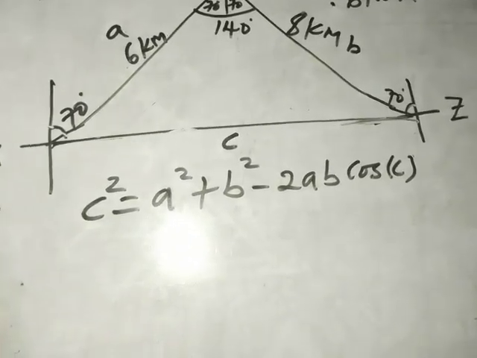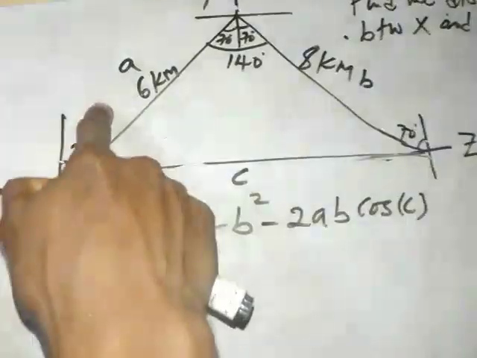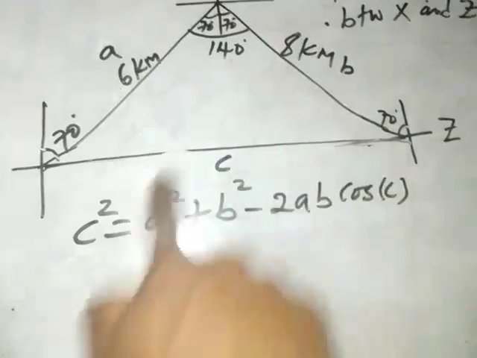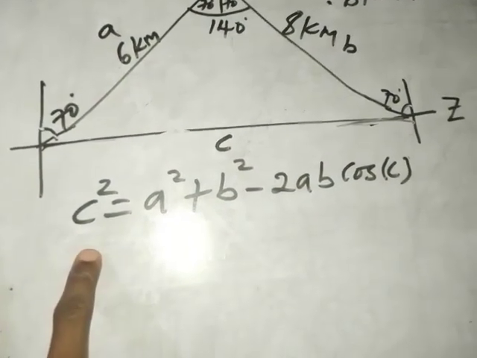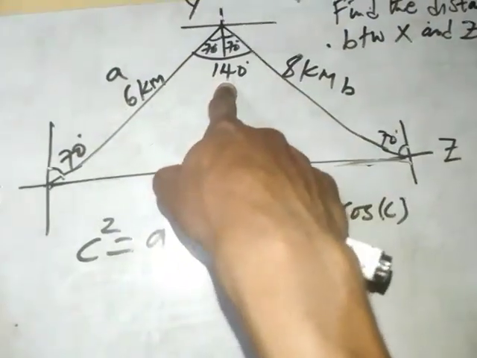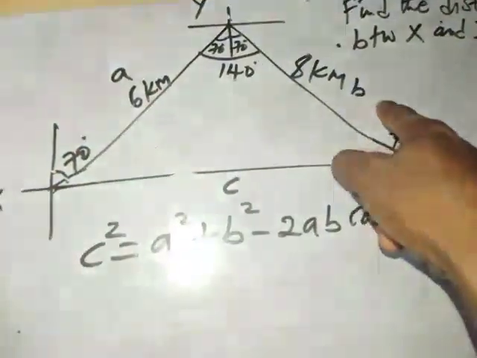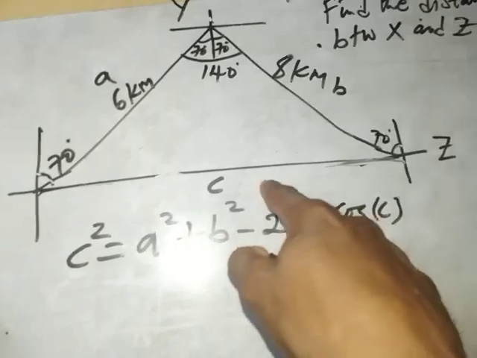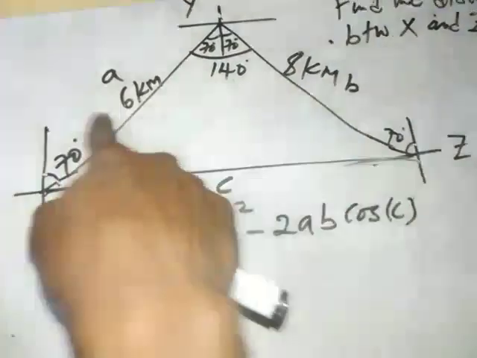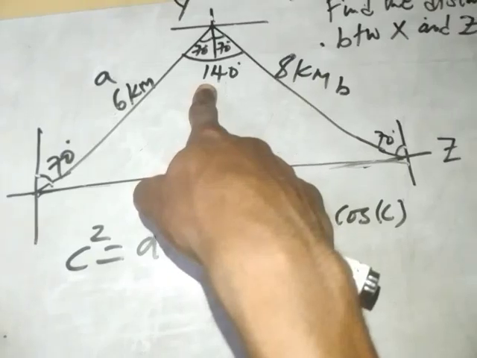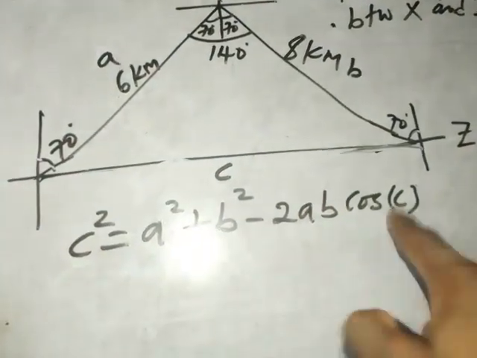That is the formula for calculating the cosine rule. When two sides and one angle are given, you are authorized to use the cosine formula. But when the angle is not given and you are given only two sides and asked to find the other side, you are going to use Pythagoras theorem. But when two sides and one angle are given, you use the cosine rule.